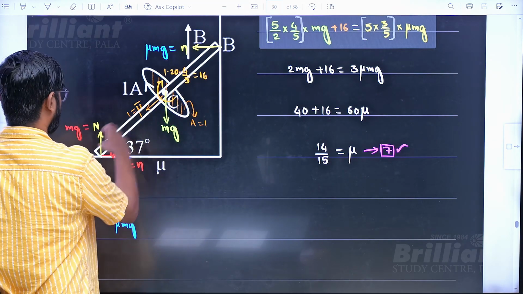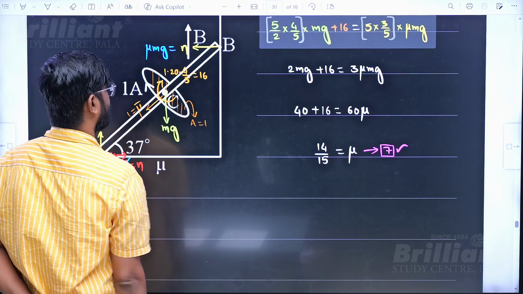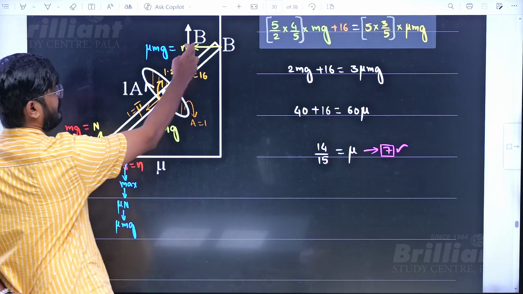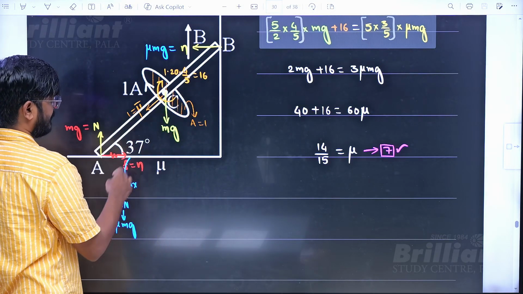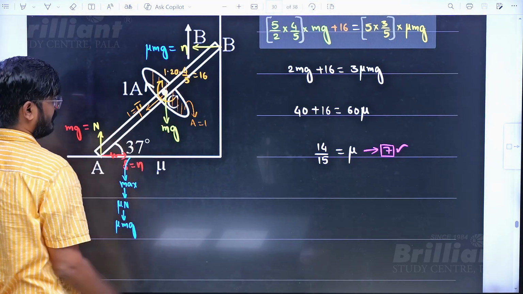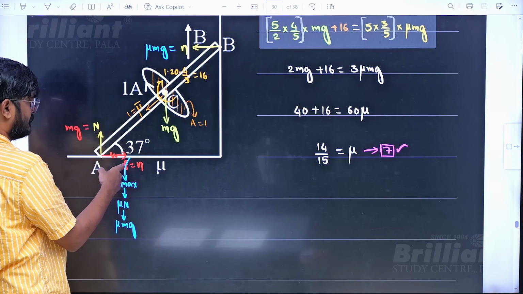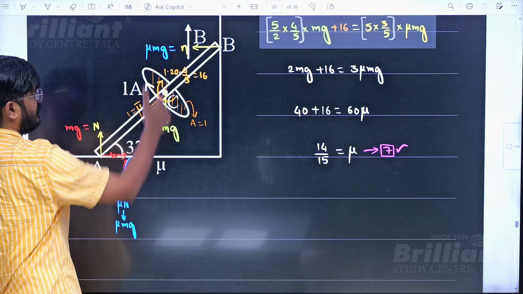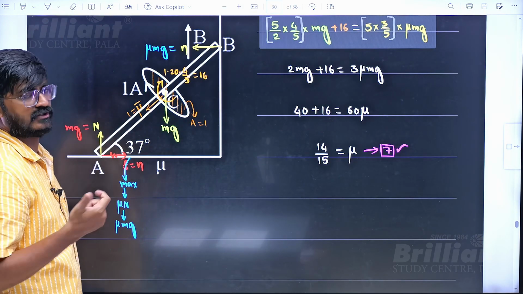Now there are two vertical forces, two horizontal forces. So if I make net force 0 along the vertical direction, I can understand this normal is mg. If I make net force 0 in the horizontal direction, I can understand these two forces should be the same. And under the critical condition, this friction is going to be maximum, which is mu into N, which is mu mg. So that is also going to be mu mg. I made net force 0 along the x axis, y axis.